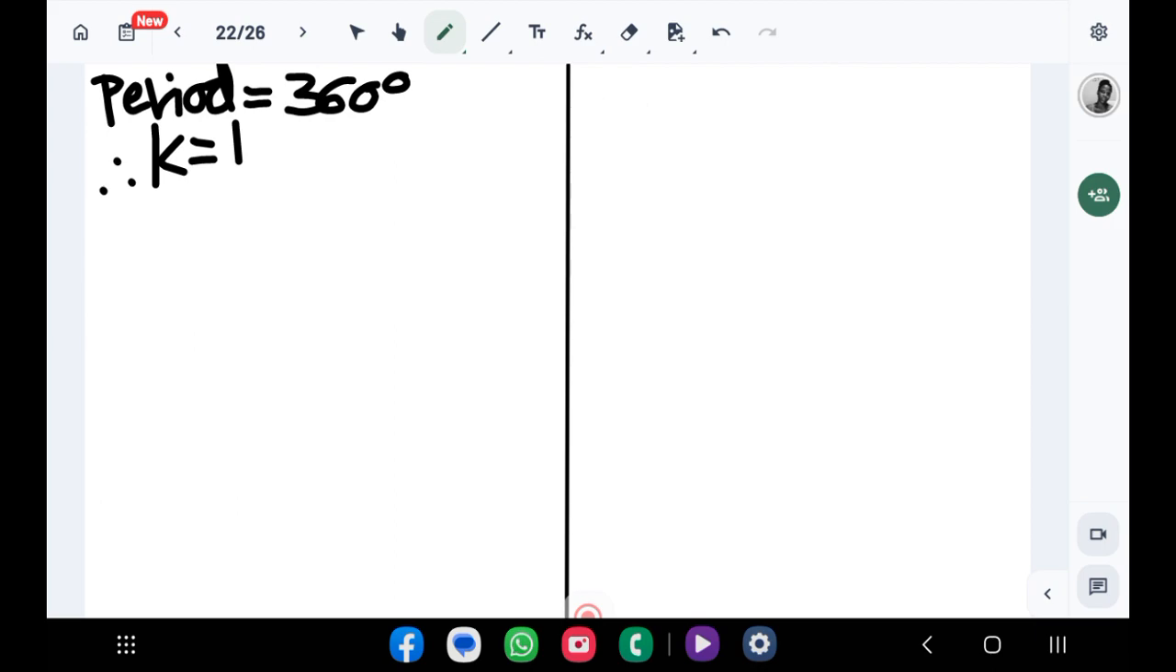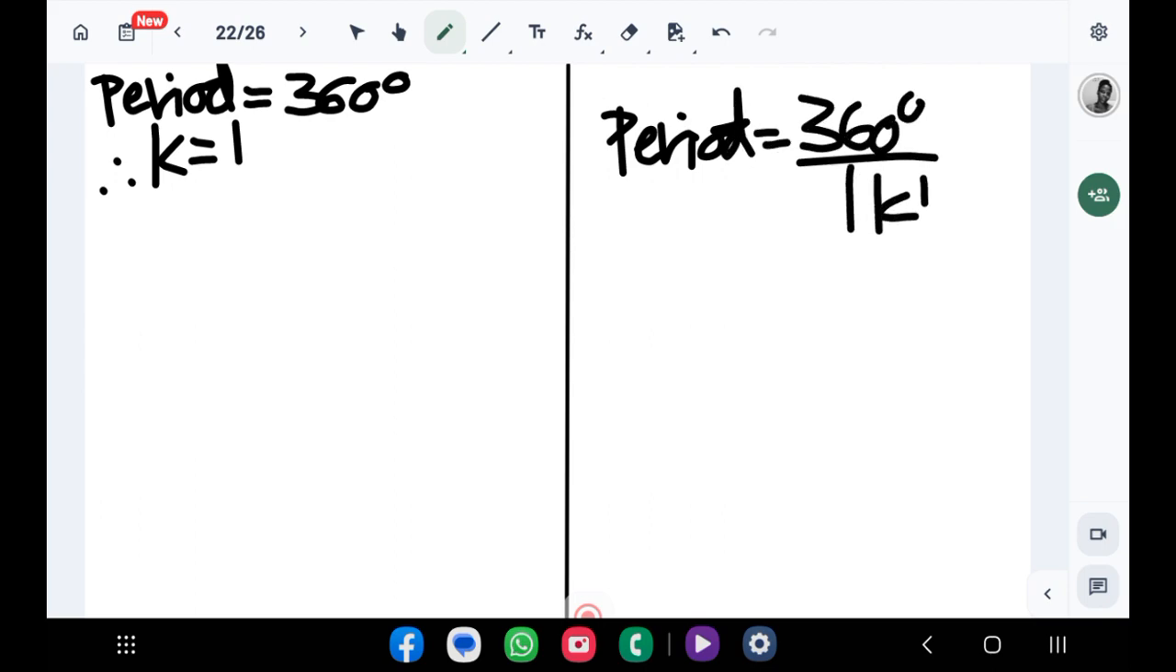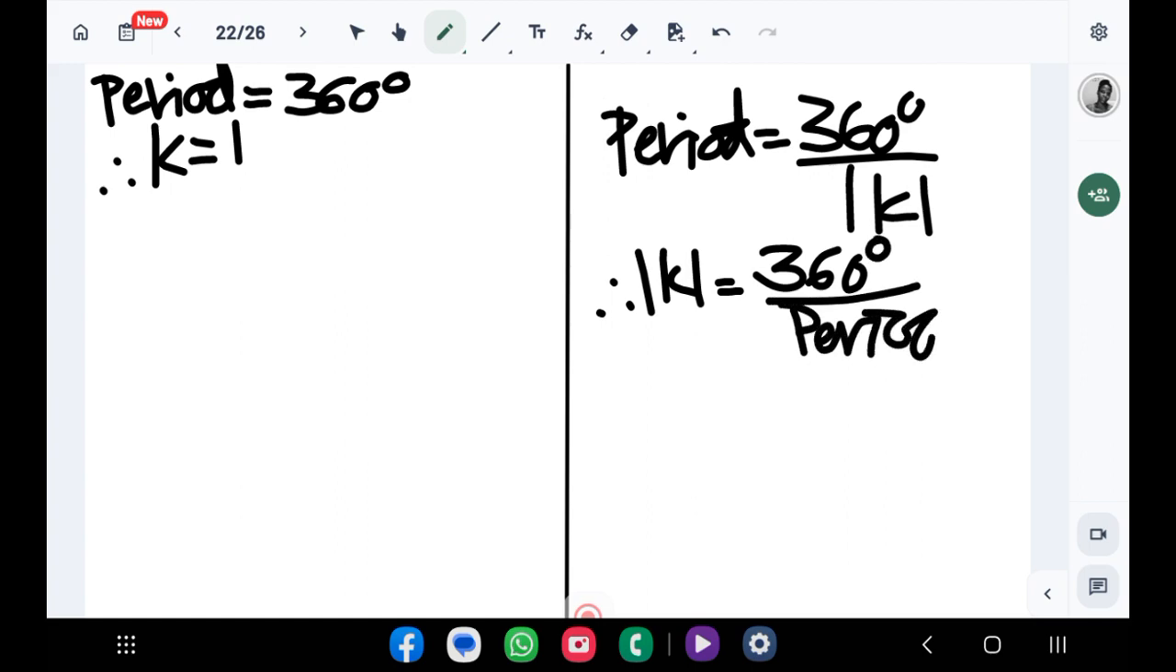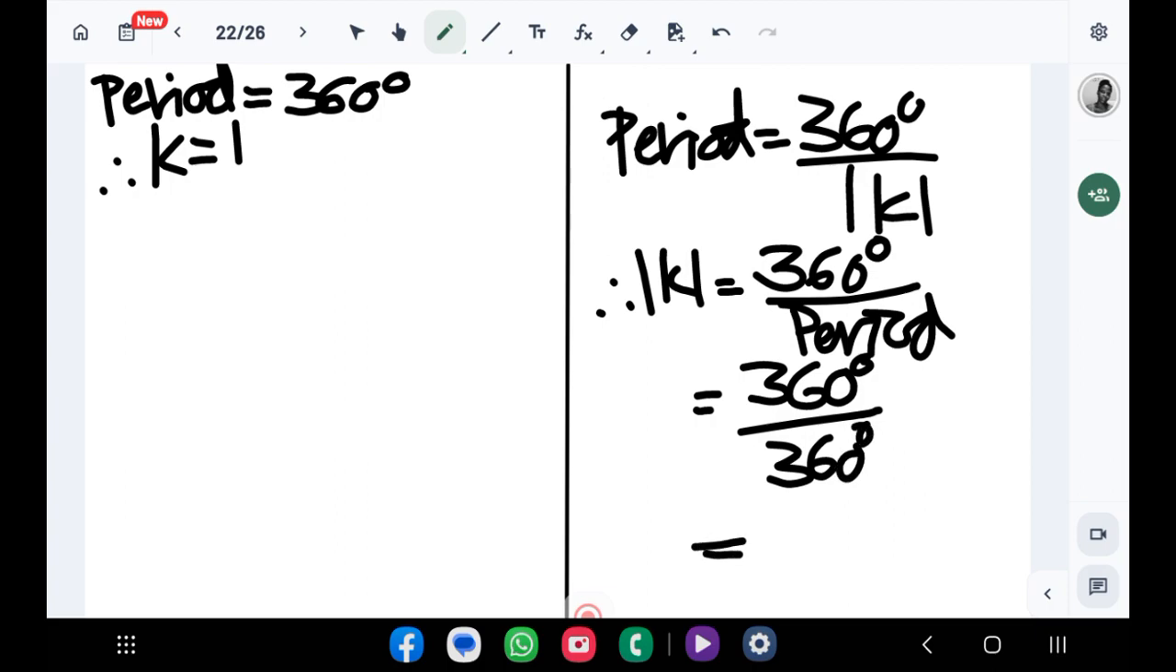How did I figure that out? Remember, the period equals 360 degrees divided by the absolute value of K. Therefore, the absolute value of K equals 360 degrees divided by the period. Now, we know that the period is 360 degrees. So that means our K is equal to 1. 360 divided by 360 is 1.